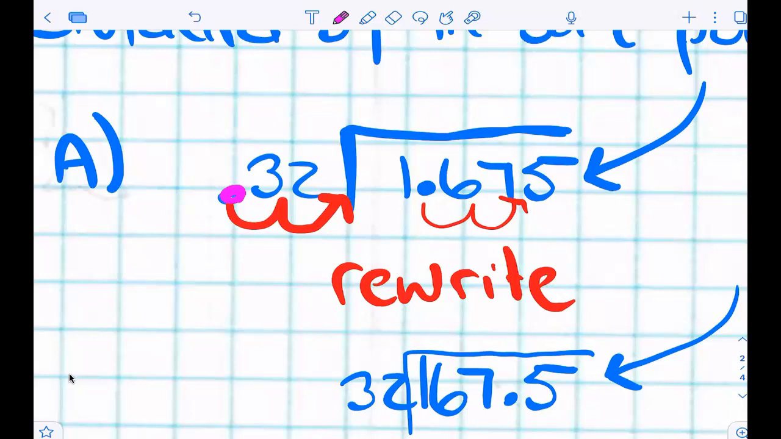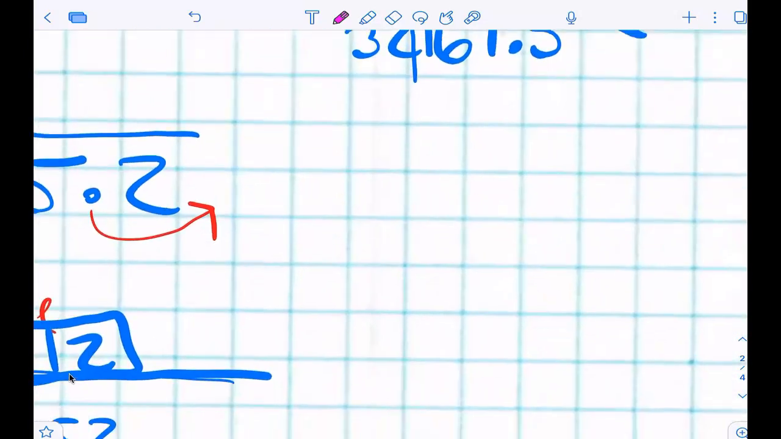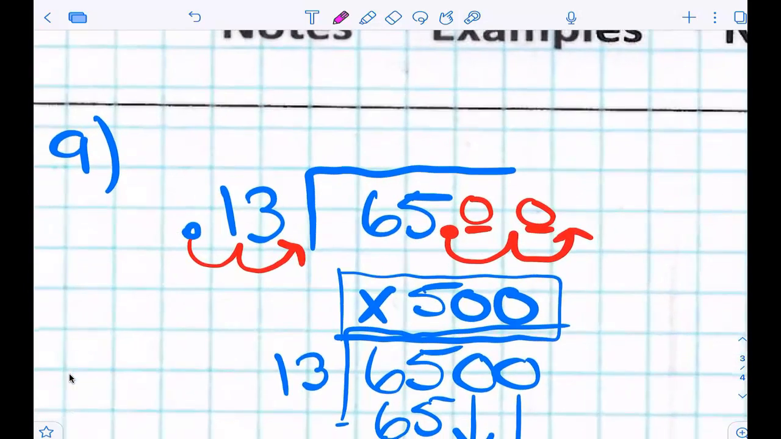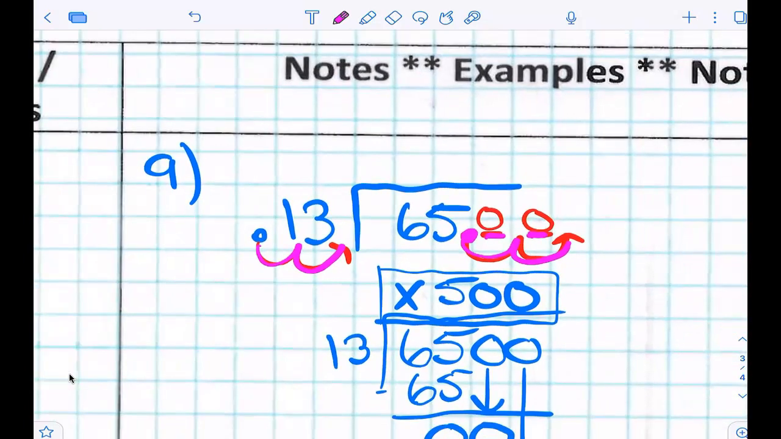Still a power of 10, but it's 10 to the power of 2. So 2 places to the right, yes? Do you have to move the decimal point even if it's a whole number in the dividend? Yes. So if we move it 2 places to the right here, we still need to move it 2 places to the right here and fill in with our what? Zeros.